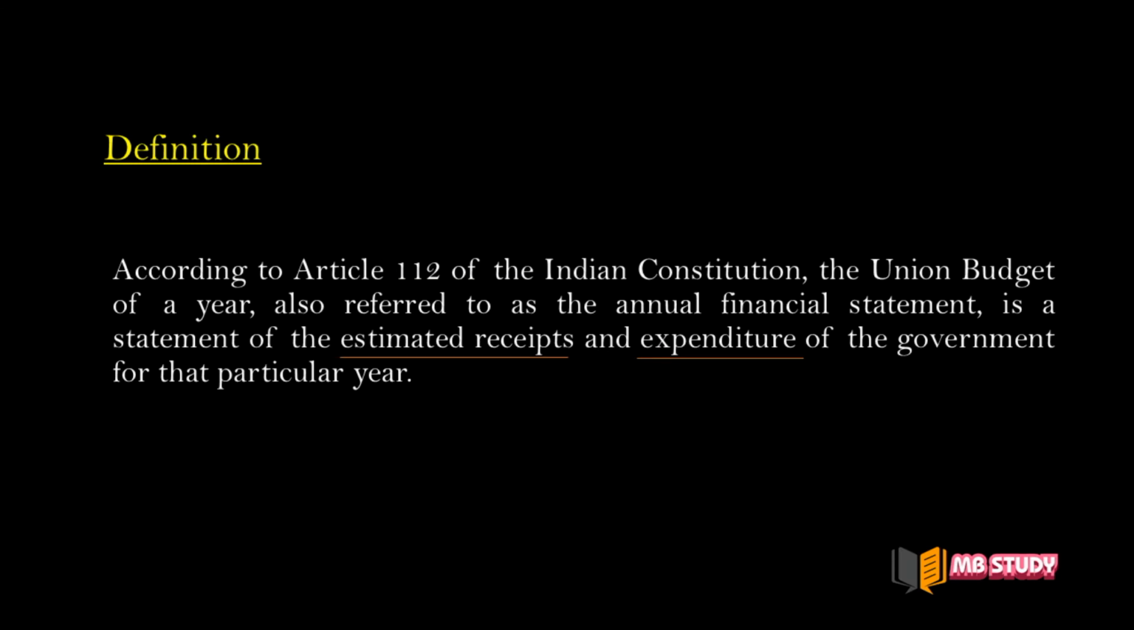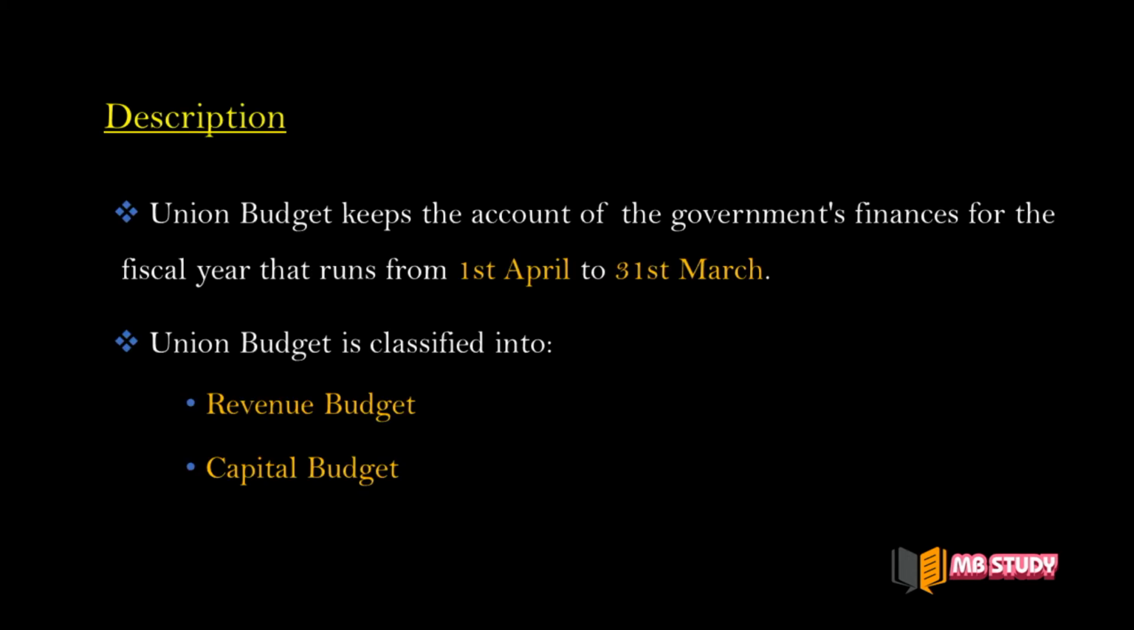According to Article 112 of the Indian Constitution, the Union Budget of a year, also referred to as the annual financial statement, is a statement of the estimated receipts and expenditure of the government for that particular year. Union Budget keeps the account of the government's finances for the fiscal year that runs from 1st April to 31st March. Union Budget is classified into Revenue Budget and Capital Budget.